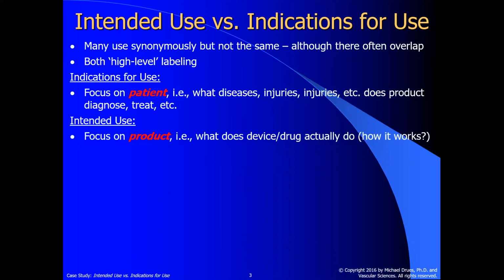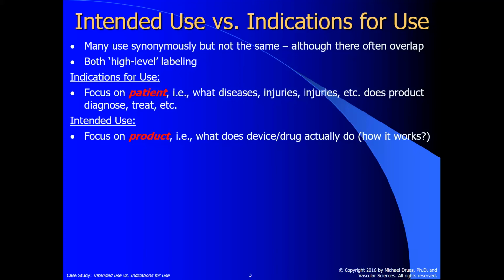Intended use, on the other hand, the focus is on the product. So what does the device or the drug actually do? If it's a medical device like a stent, I'll use that as an example. A bare metal coronary stent, the indications for use might be coronary atherosclerosis. That's the disease that the patient presents with. The intended use of that bare metal coronary stent is to open the narrowed artery due to the stenosis, and ideally restore blood flow. So that would be the intended use.